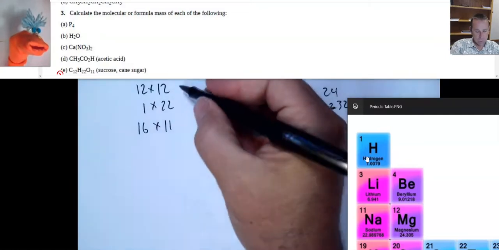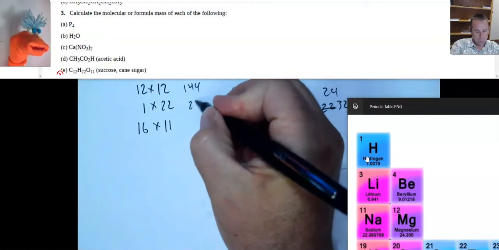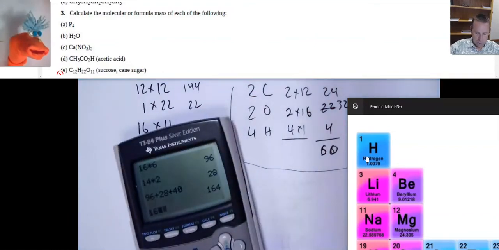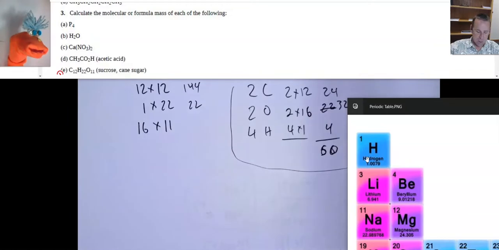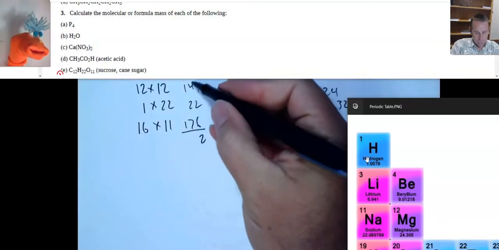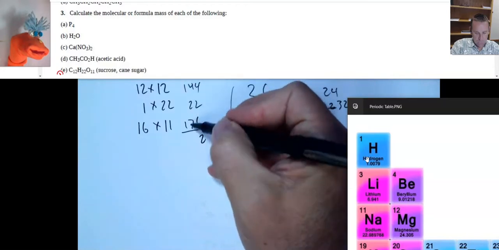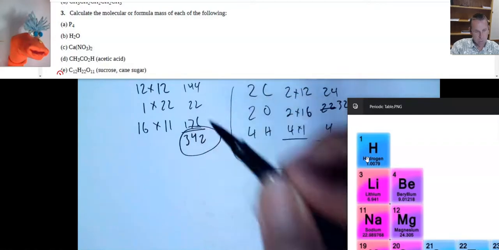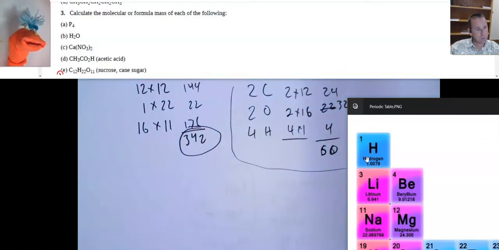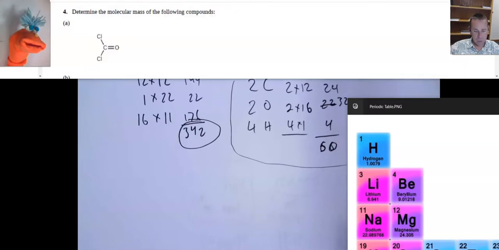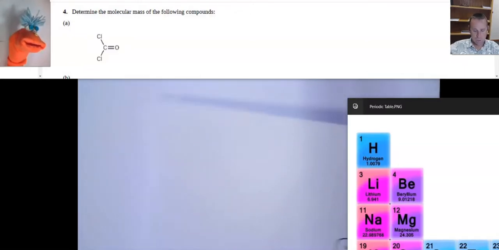11. So 12 times 12, 144. 1 times 22, that's 22. 16 times 11. I don't know what that is. 16 times 11 is 176. So adding these together, we get 342 grams per mole for sucrose. Good. Okay, so now we want to do the same thing for these compounds given their structural formulas.